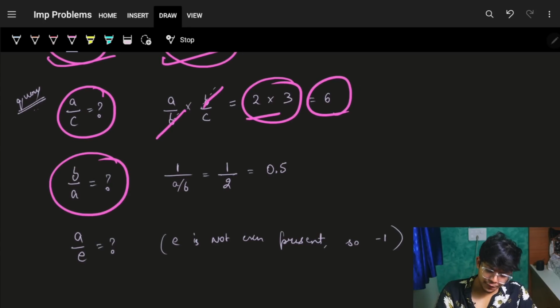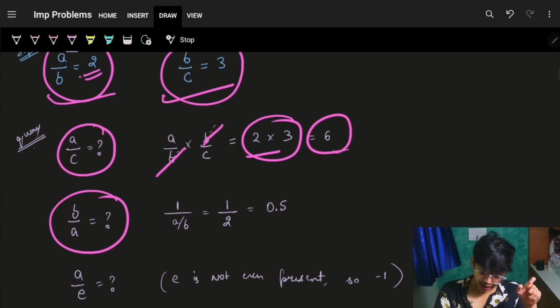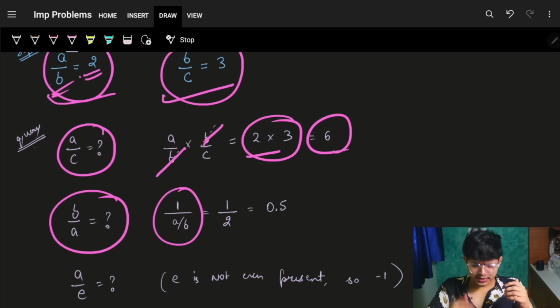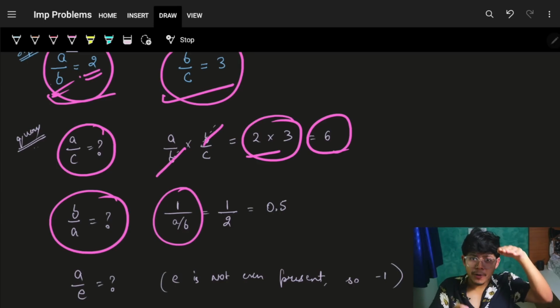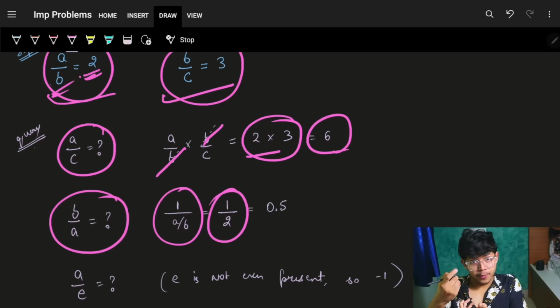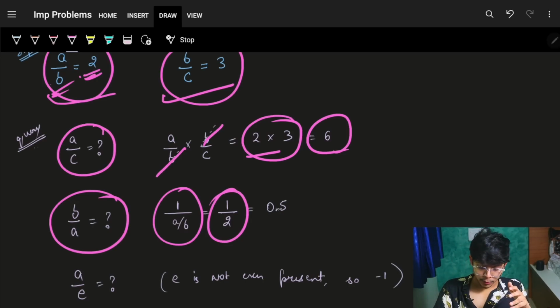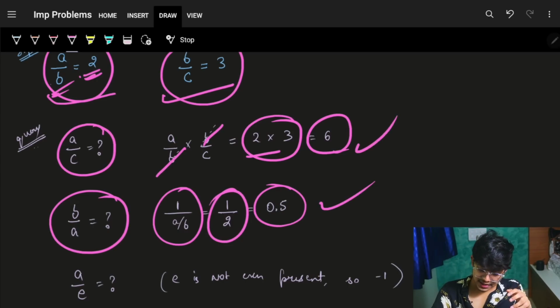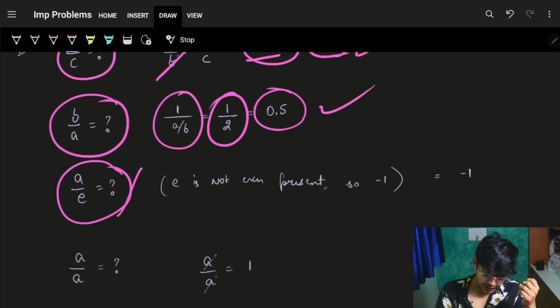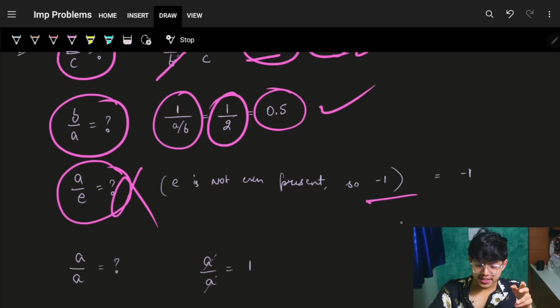Okay, cool. If I want to find B upon A, I have A upon B, so I just inverse it: 1 upon A upon B is B upon A. The value of A upon B was 2, so 1 upon 2 is 0.5. That is the answer. Now if I want to find the value of A upon E, but E was not present, right? Correct, so we can't find the answer, and that's the reason the answer is -1.